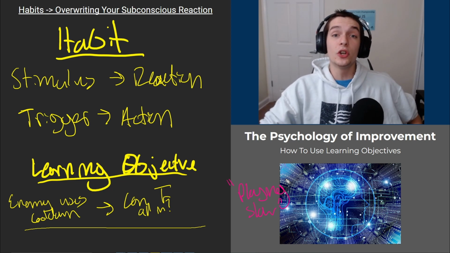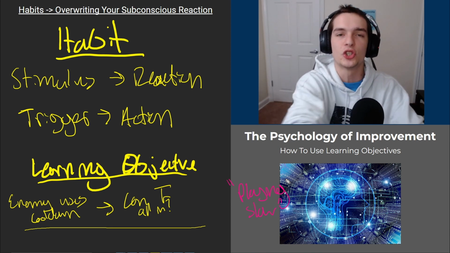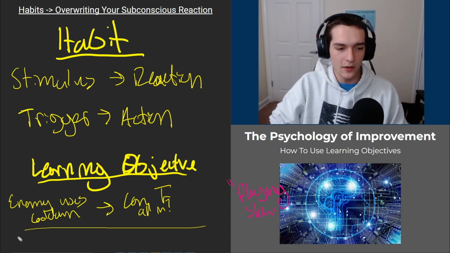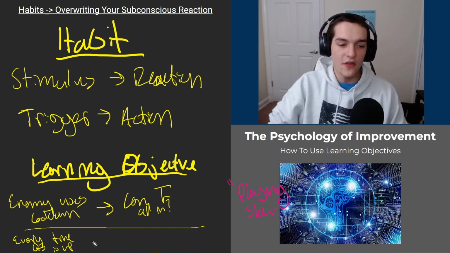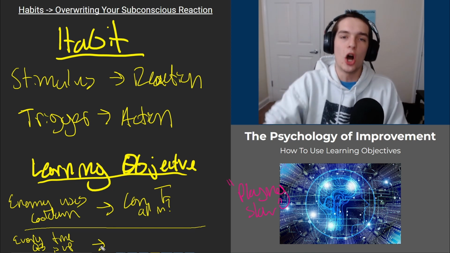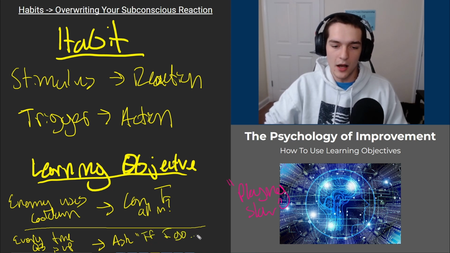An example of a good learning objective that you can put into effect that will teach your subconscious how to play this game is, okay, every time Q3 is up, that's the trigger. Then we're going to do some sort of action. Then we're going to bring in our conscious brain and ask, is there an 80% chance I kill if I go in?